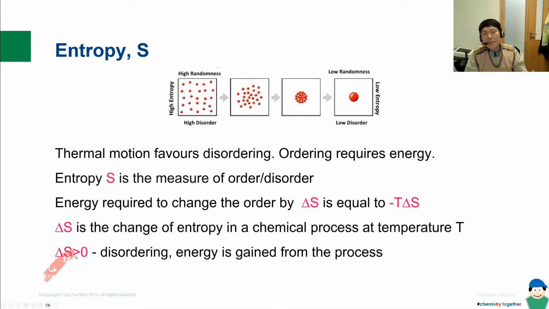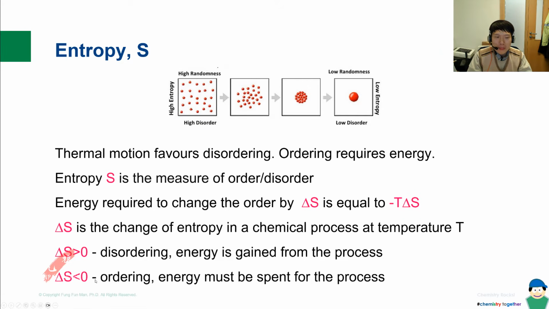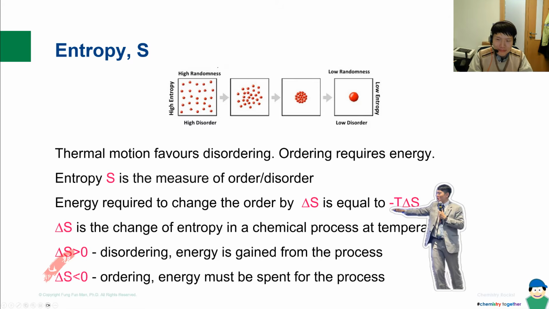So the world is always becoming more disordered. That's the rule of thermodynamics. When the entropy change is less than zero, it gets more ordered, like for instance, water becoming ice. Remember.